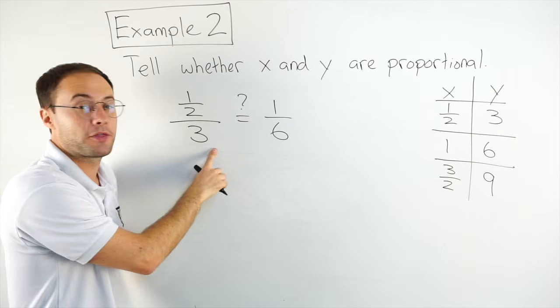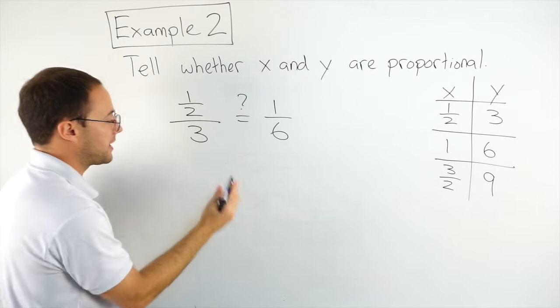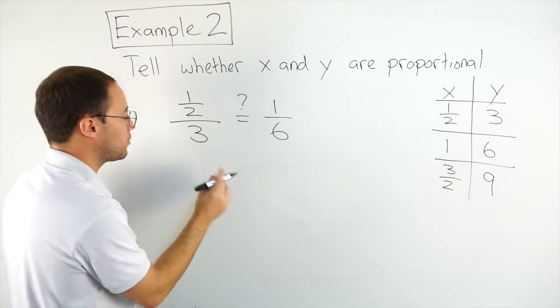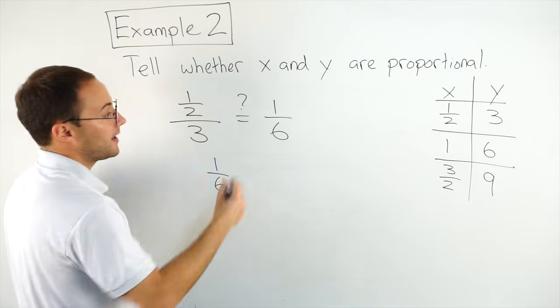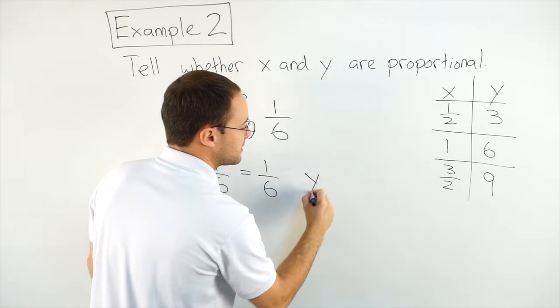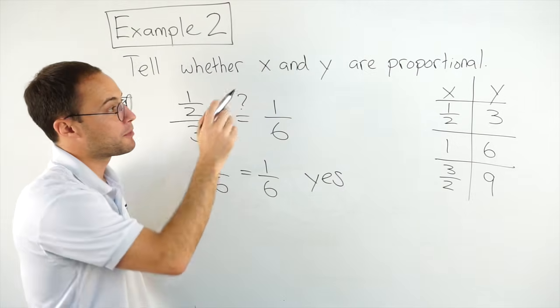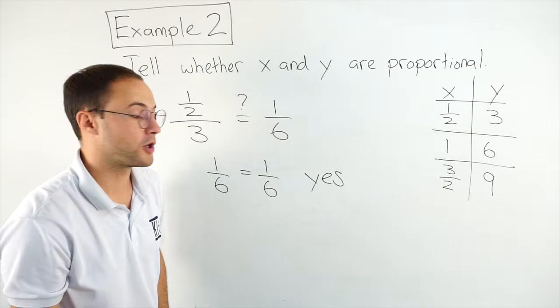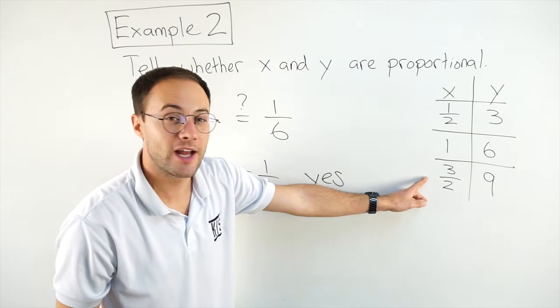1/2 divided by 3 is the same thing as 1/2 times 1/3, which is 1/6. And what do you know? 1/6 is equal to 1/6. So yes, they do form a proportion. They are proportional.